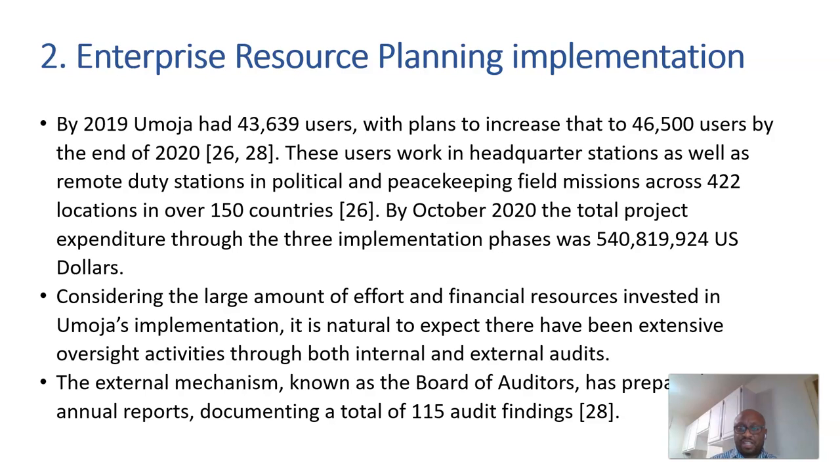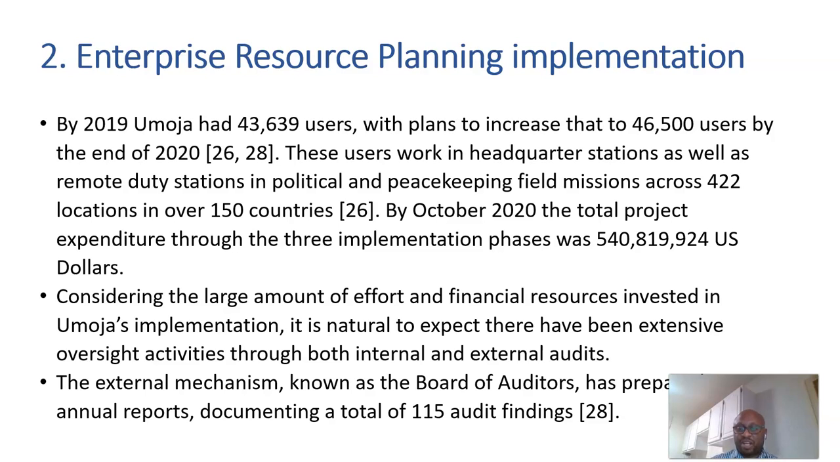Almost 10 years later, Umoja had over 43,000 users, and the expectation by the end of last year, reports for this year are not yet published, but the expectation is that this would increase to over 46,000 users. So these users are physically located in various parts of the world, so 422 locations, 150 countries. And by October of last year, the project expenditure over the 3 implementation phases was over $500 million US.